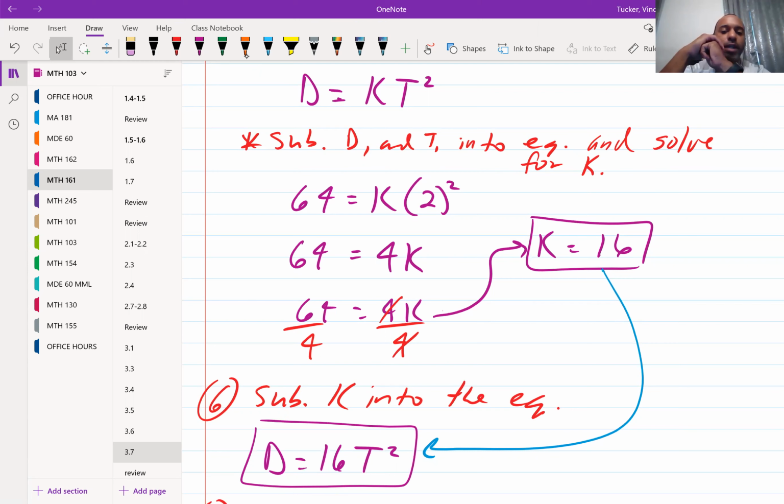Now we're going to substitute K into the equation. Now we have the equation D is equal to 16 T squared.